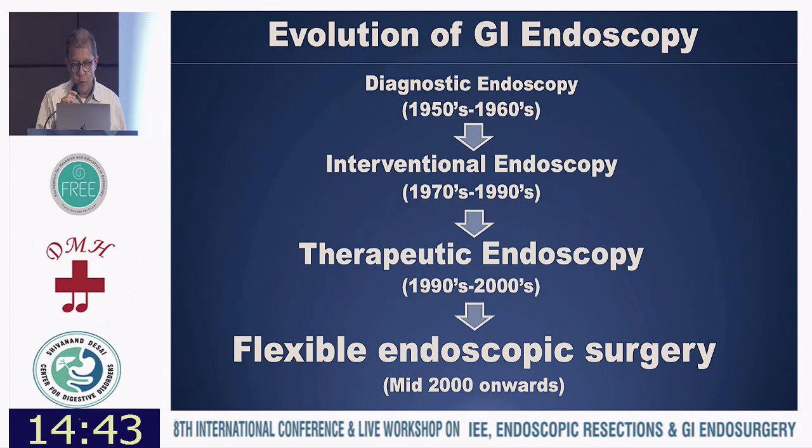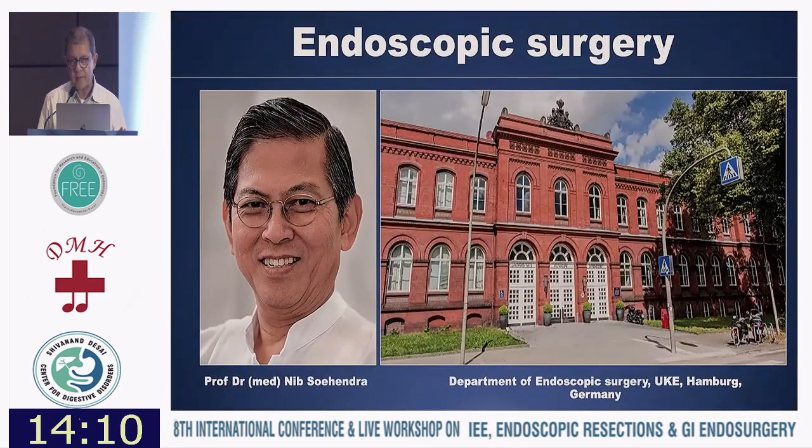If you see the evolution of GI endoscopy, from diagnostic endoscopy to interventional endoscopy to therapeutic endoscopy to what we are likely to face now, that is flexible endoscopic surgery, except for the first era, 1950s to 1960s, I think it is somewhere around mid-1980s that I entered this field. So for the last 35 years or so, I have witnessed this entire metamorphosis of the field of GI endoscopy. And I'll just tell you what is its present state. If you ask me personally, the true father of GI endosurgery or flexible endoscopic surgery is Professor Nib Sohendra.